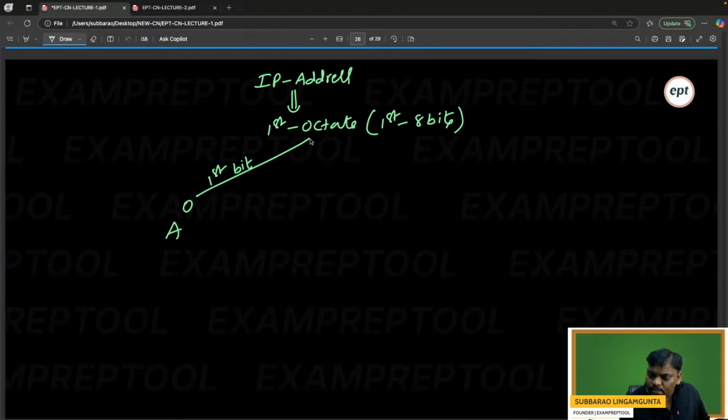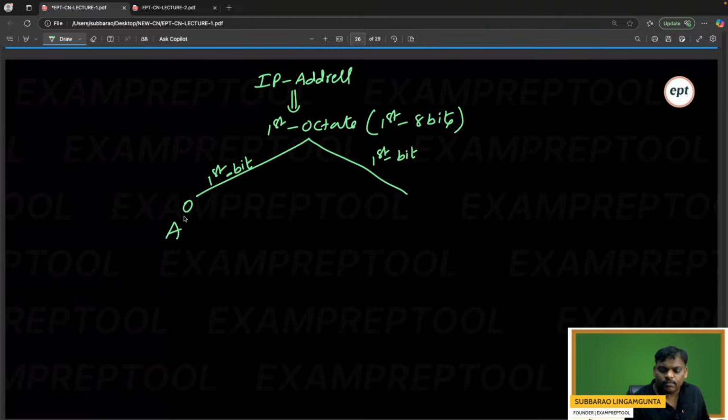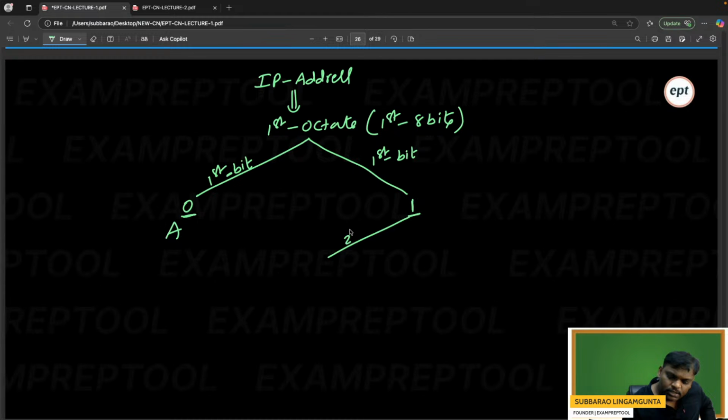Some people are asking, if the first bit is 1, sir, what is the answer? If the first bit is 0, then Class A. If the first bit is 1, the answer is going to be the remaining 4 classes. Then what should I do, sir? You have to see the second bit.